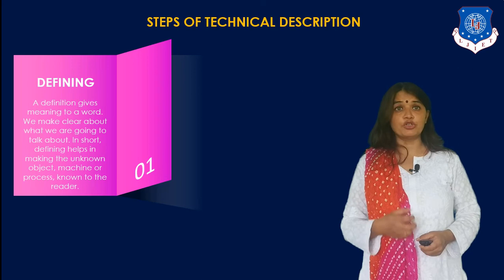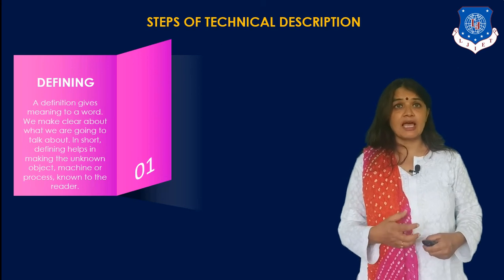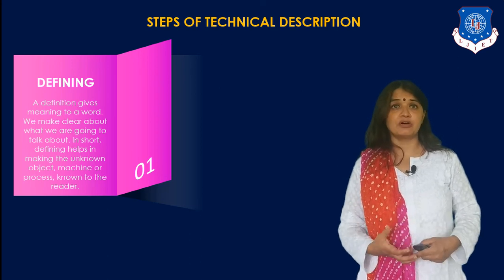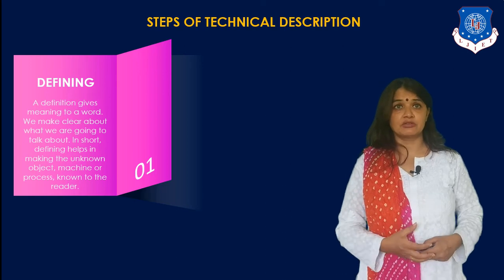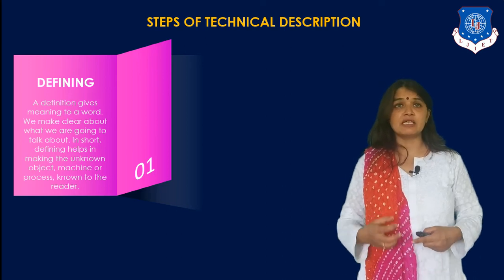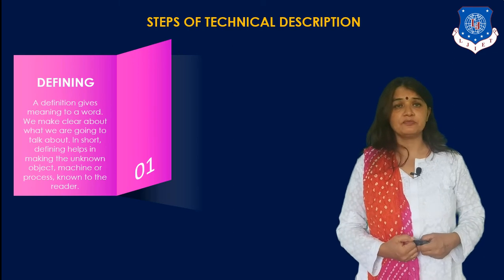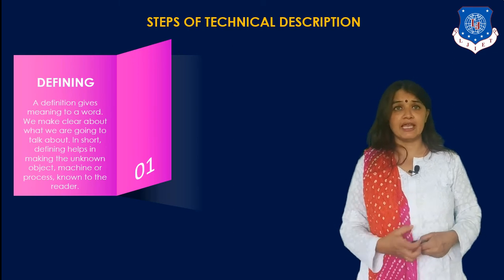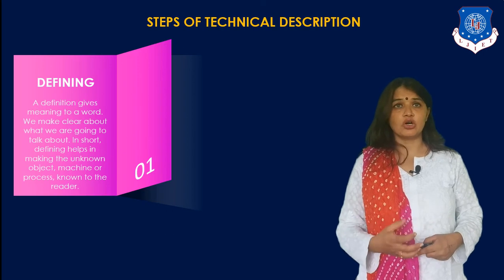So here we want to define an object or a machine or maybe a process and make it known to people for whom it is unknown. When we define that particular thing, that means we are making something unknown known to people. A definition actually helps in telling what we are going to talk about.